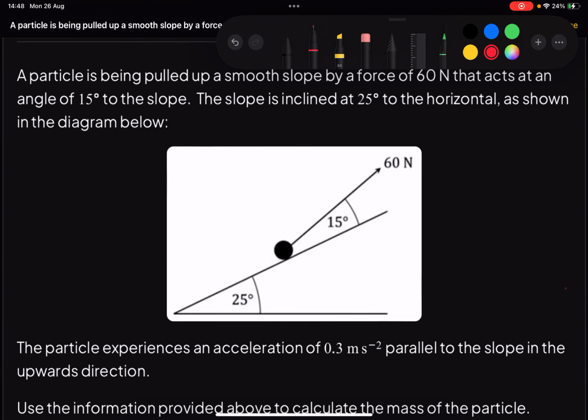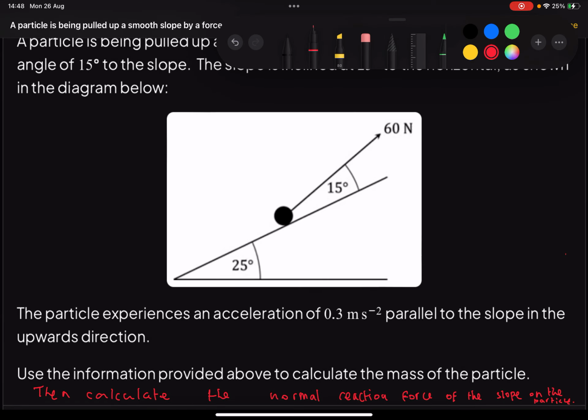Today we're looking at inclined planes. A particle is being pulled up a smooth slope by a force of 60 newtons that acts at an angle of 15 degrees to the slope. The slope is inclined at 25 degrees to the horizontal, as shown in the diagram below. The particle experiences an acceleration of 0.3 meters per second squared, parallel to the slope in the upwards direction. Use the information provided to calculate the mass of the particle.